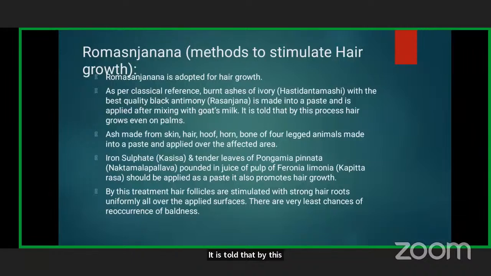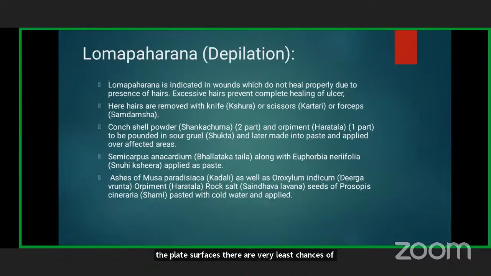Ash made from the skin, hair, hoof, or bone of four-legged animals is made into a paste and applied over the affected area. Kasisa, tender leaves of Naktamala Pallava, that is Karanja, powdered in the juice of Kapittha rasa, should be applied as a paste. It also promotes hair growth. By this treatment, hair follicles are stimulated with strong hair roots uniformly all over the applied surfaces. There are very few chances of recurrence of baldness.